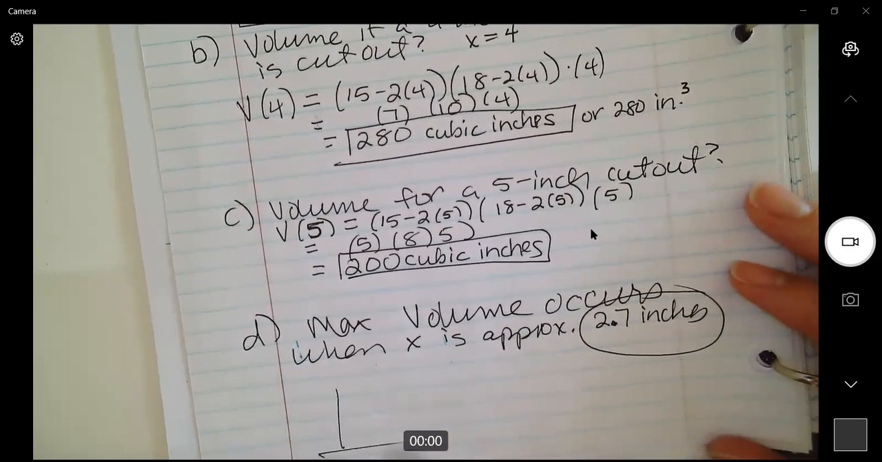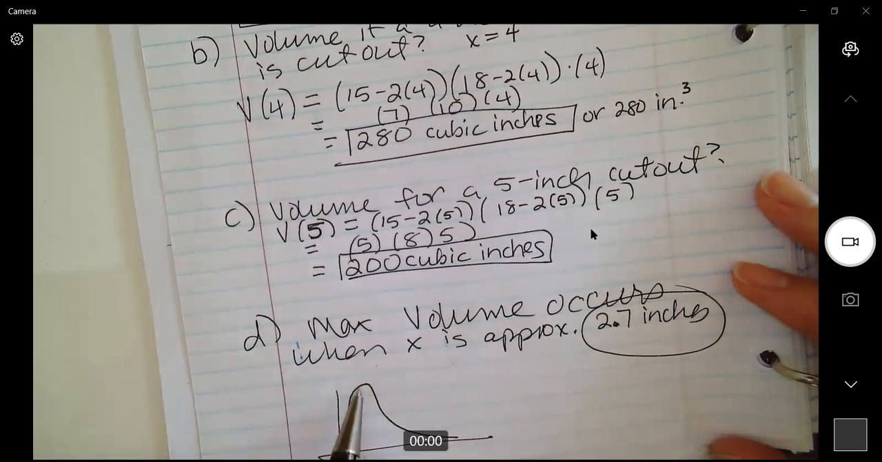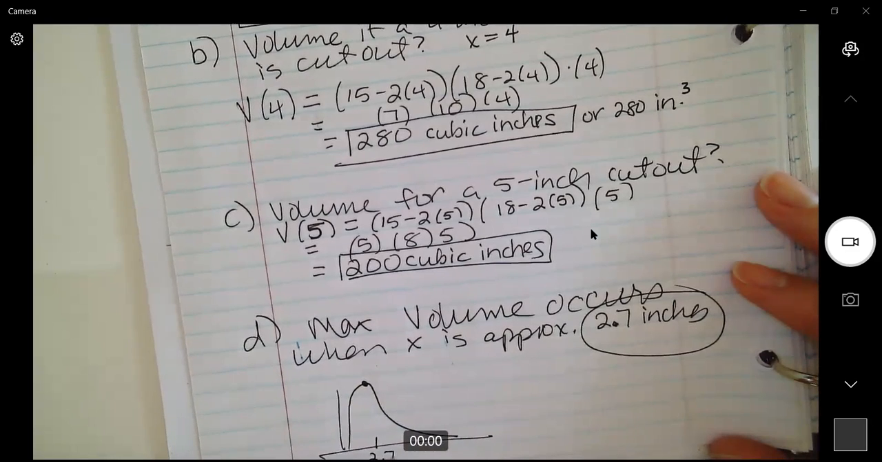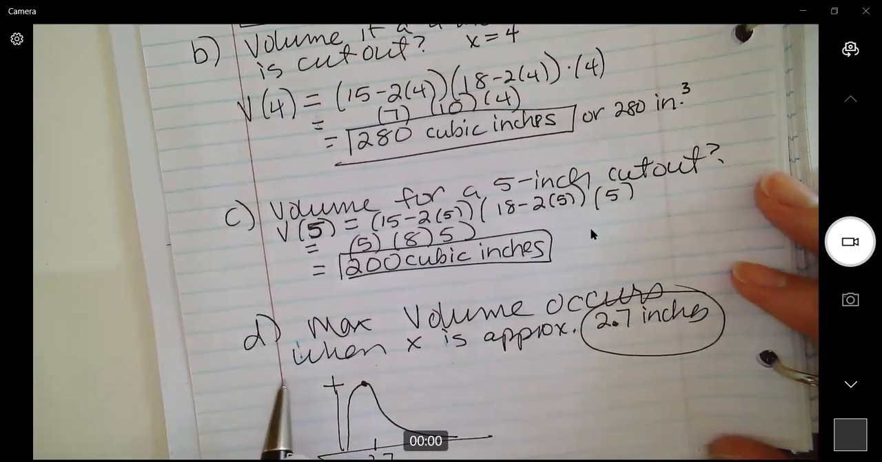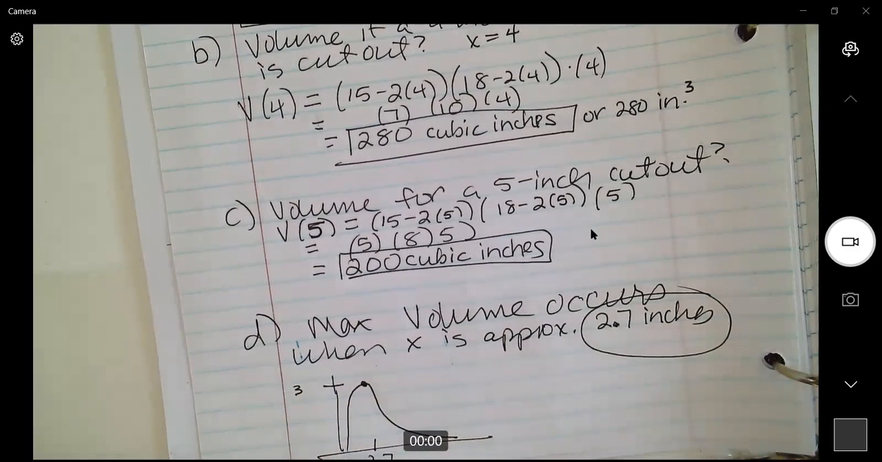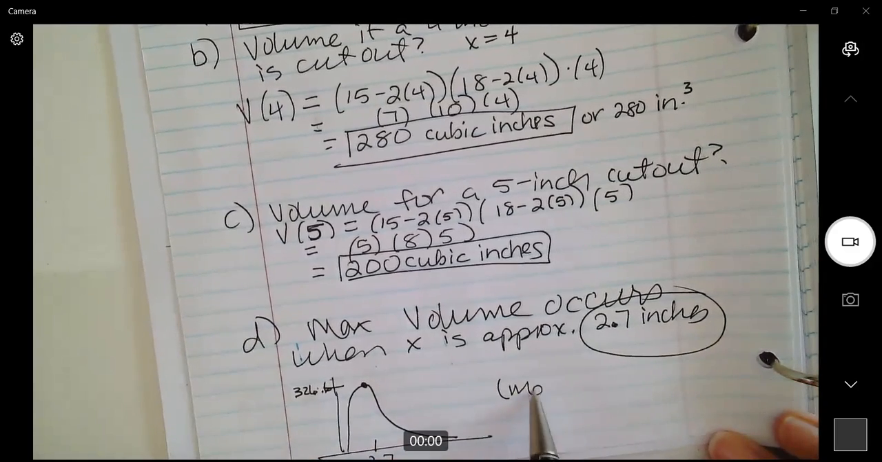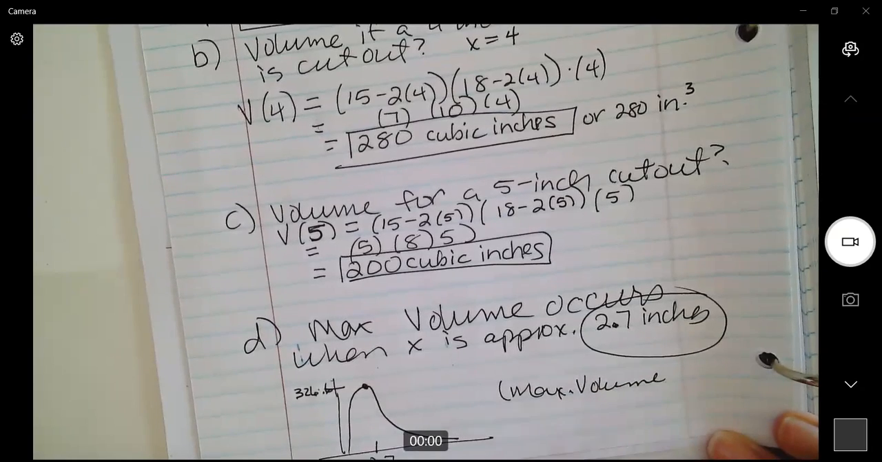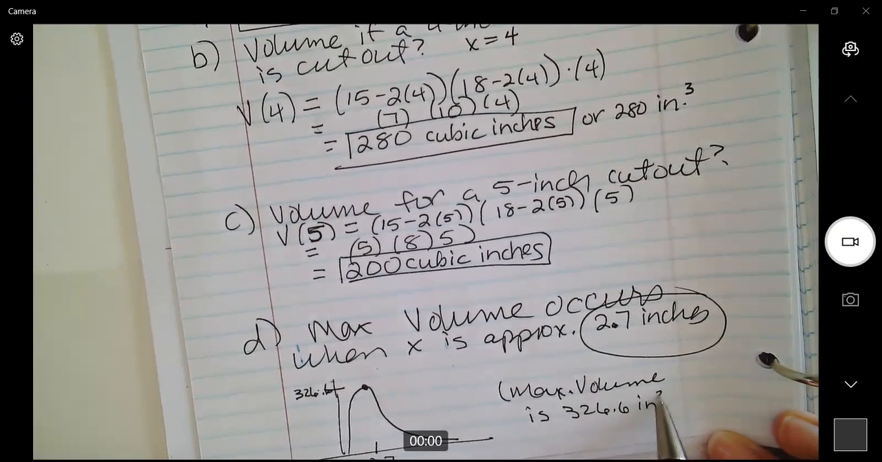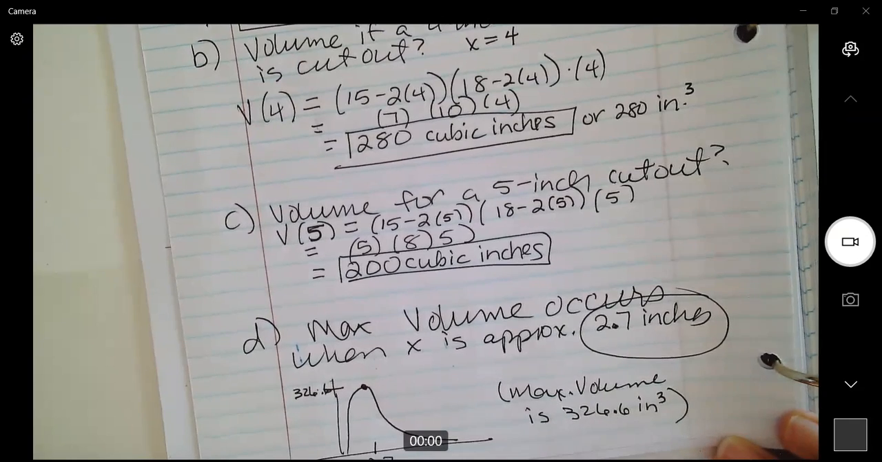And we did that on the calculator by graphing it. We found that on the calculator, and it was about 2.7 by, what was it, 3 something. Anyway, 326 or something. Now I have to know, hang on a second, 326.6. Okay, so the maximum volume, it didn't ask this, but it might on another question, because this is pretty common. The max volume is the Y value, 326.6 cubic inches, just if anybody wants to know.